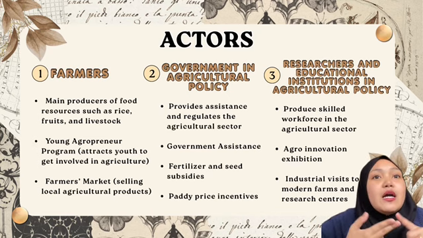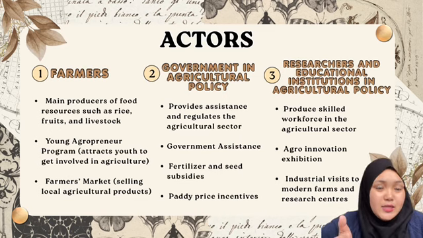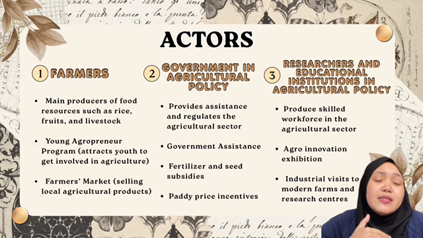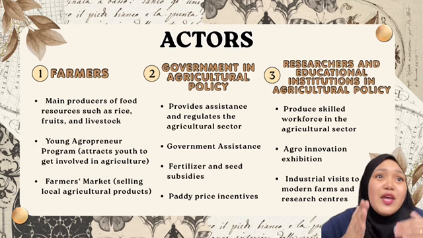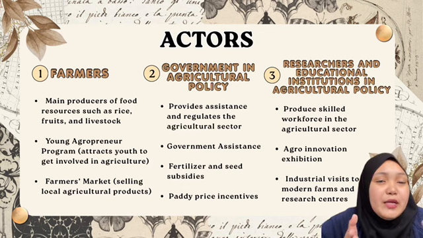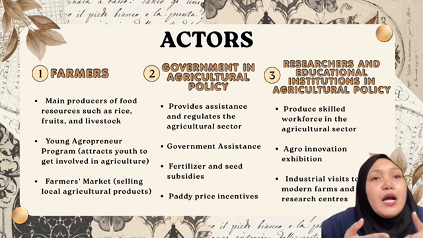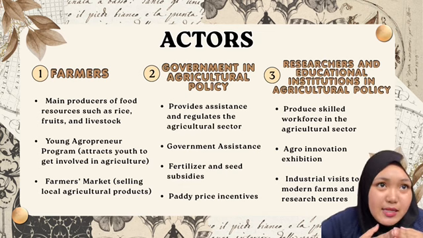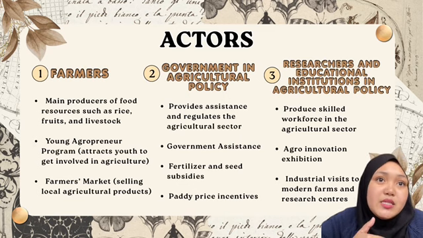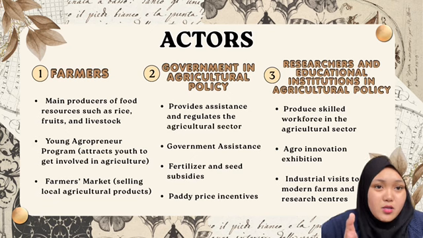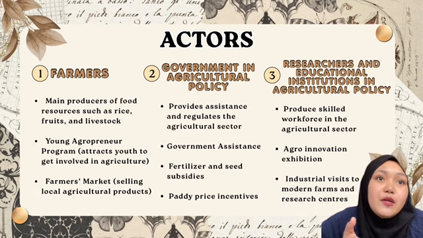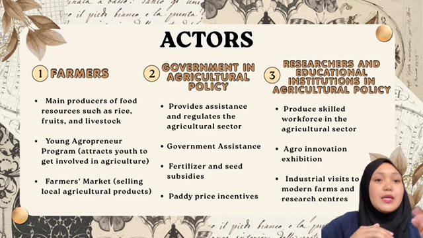Number 2 is government in agriculture policy. The government provides assistance and regulates the agriculture sector to ensure it develops properly. For example, the government gives financial assistance to support farmers. The government also provides subsidies to reduce farming costs. In addition, there are paddy price initiatives to help increase farmers' income.